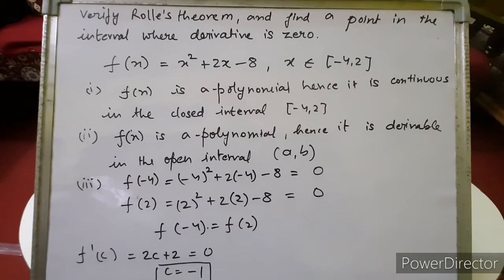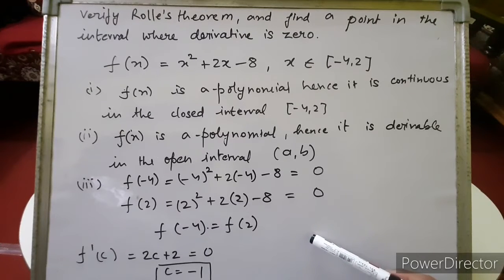Right, children? So both f(-4) and f(2), the value of the function at 2, are 0. We can say that the third condition is verified. Now, when all the conditions are true, we can say that Rolle's theorem is applicable.